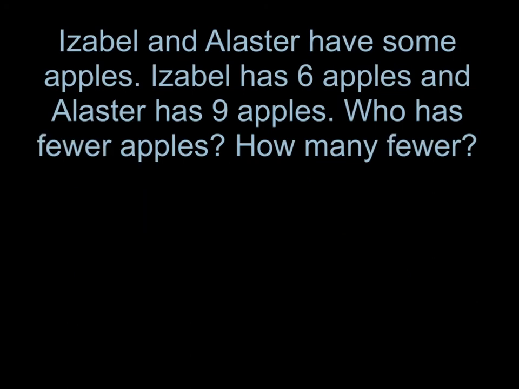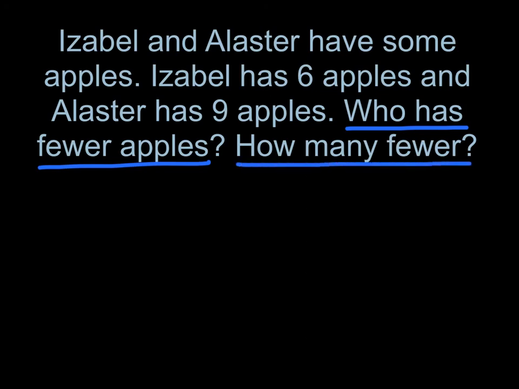This next story problem has the same numbers, but there are 2 new questions. Isabel and Alistair have some apples. Isabel has 6 apples and Alistair has 9 apples. Who has fewer apples? How many fewer? The two questions are, who has fewer apples and how many fewer?